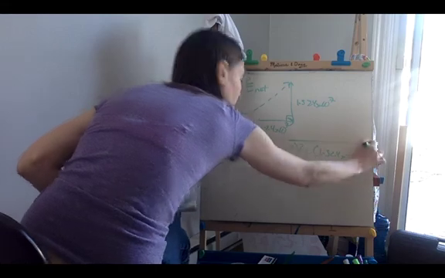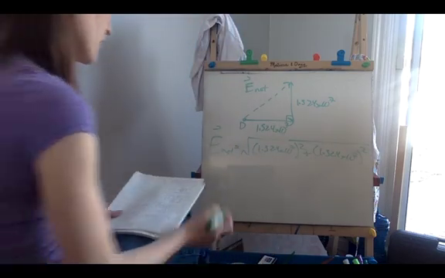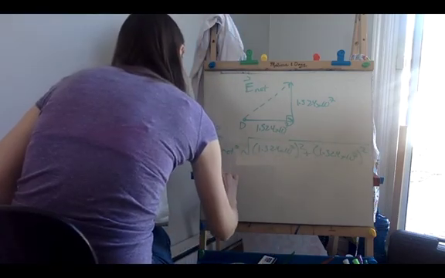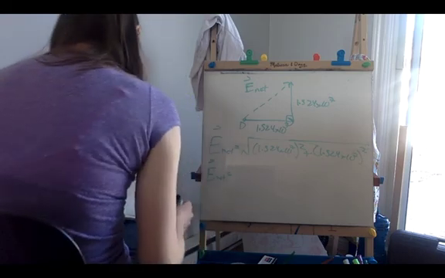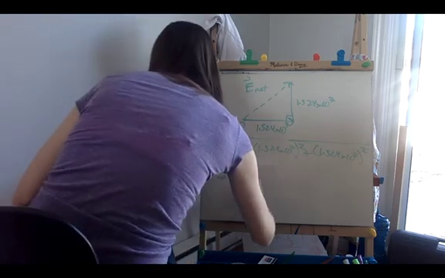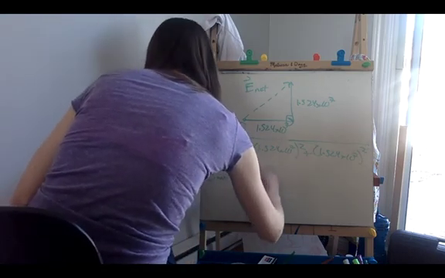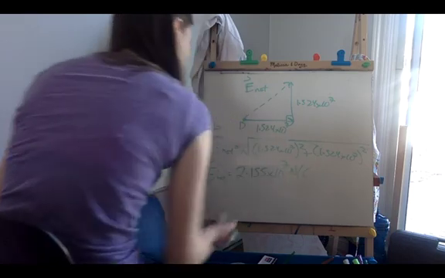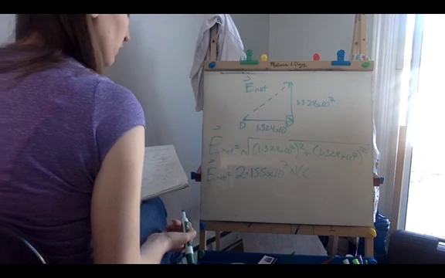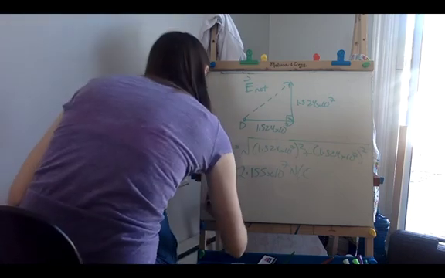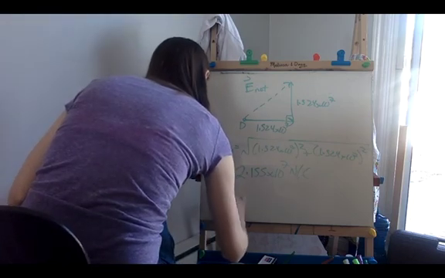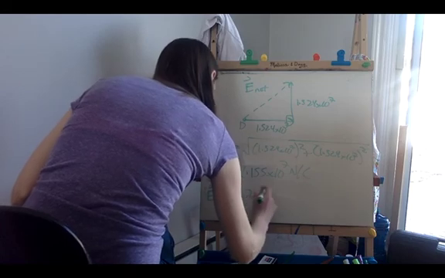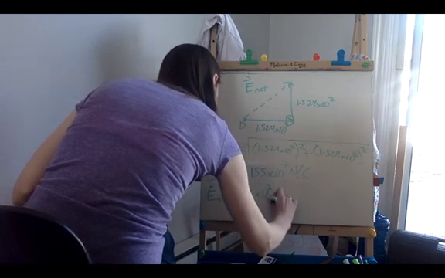Okay, so all of that gets done, and you get this net electric field intensity as a value of 2.155 times 10 to the 7 newtons per coulomb. In terms of rounding, sig figs, we only get 2, so really it's 2.2 times 10 to the 7.